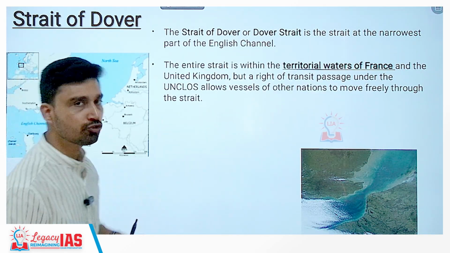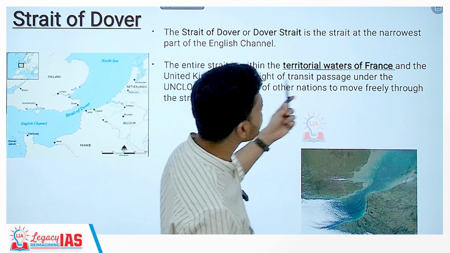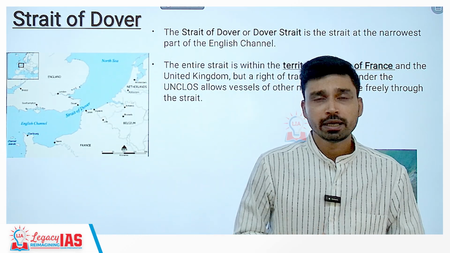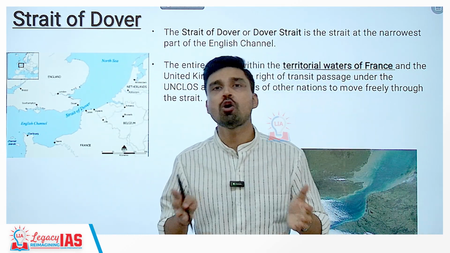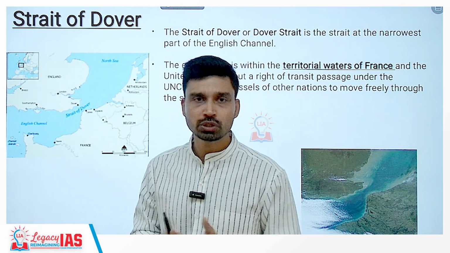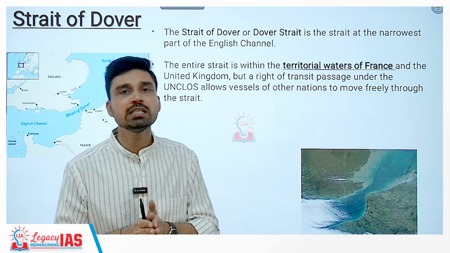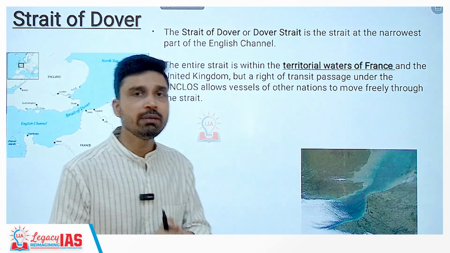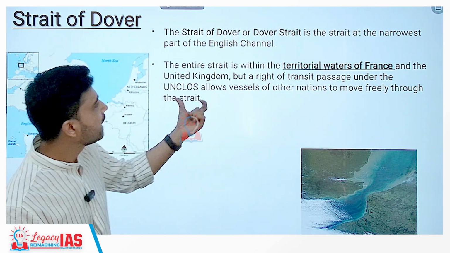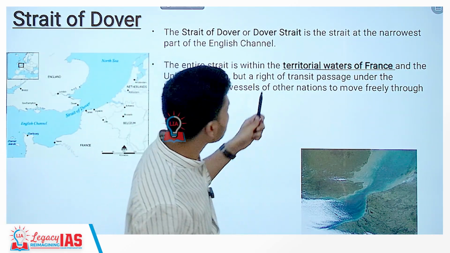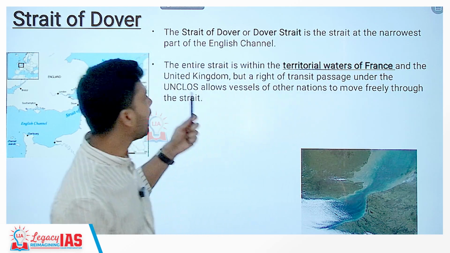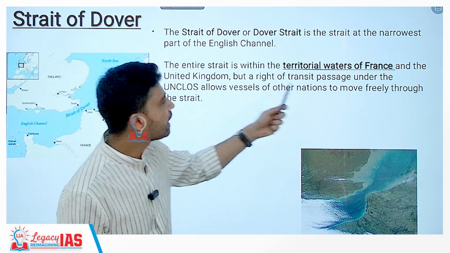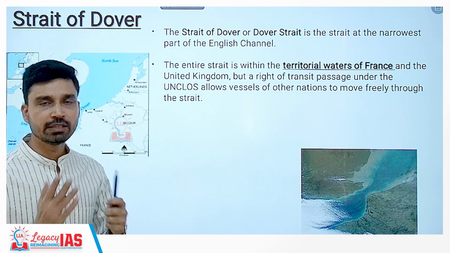Now the entire strait we talk about is within the territorial waters of France. Territorial waters basically is a concept that you will learn in the maritime zones of the world that has been demarcated as per the United Nations Convention on the Law of the Sea, which member countries of the UN signed in the year 1982. And since it lies in the territorial waters of France and the United Kingdom, the right of transit passes under the UN clause, as we just have discussed.